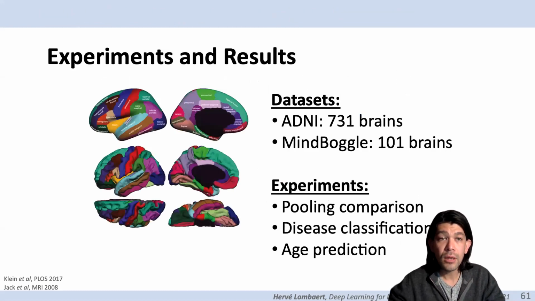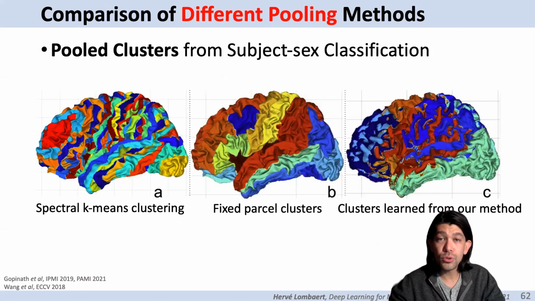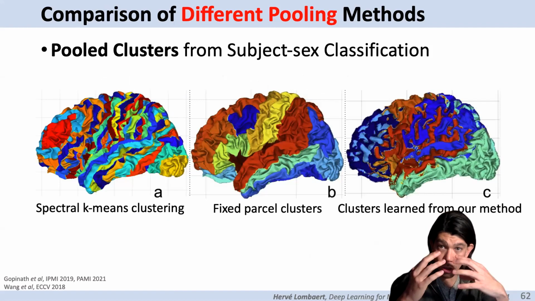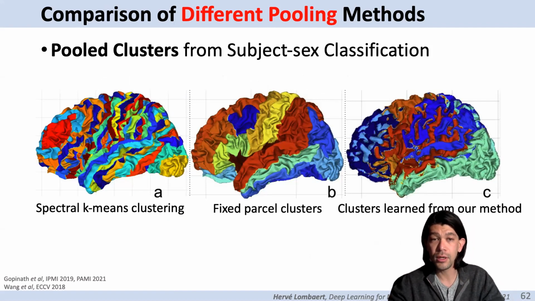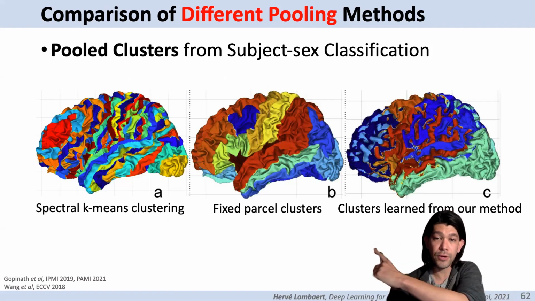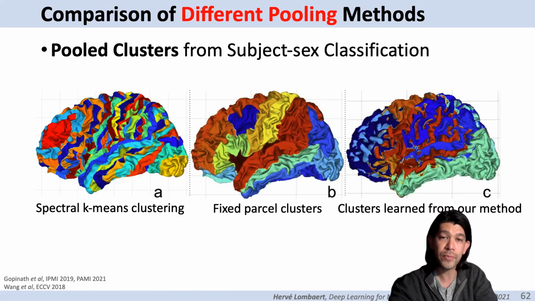So for our results, we try to do this on the same data set as before. First we do a sex or gender classification based on the shape of the brain. So here are different possible poolings, different clusterings from different methods. With spectral k-means, you completely rely on k-means, and that's what you would get. That's on the very left side.